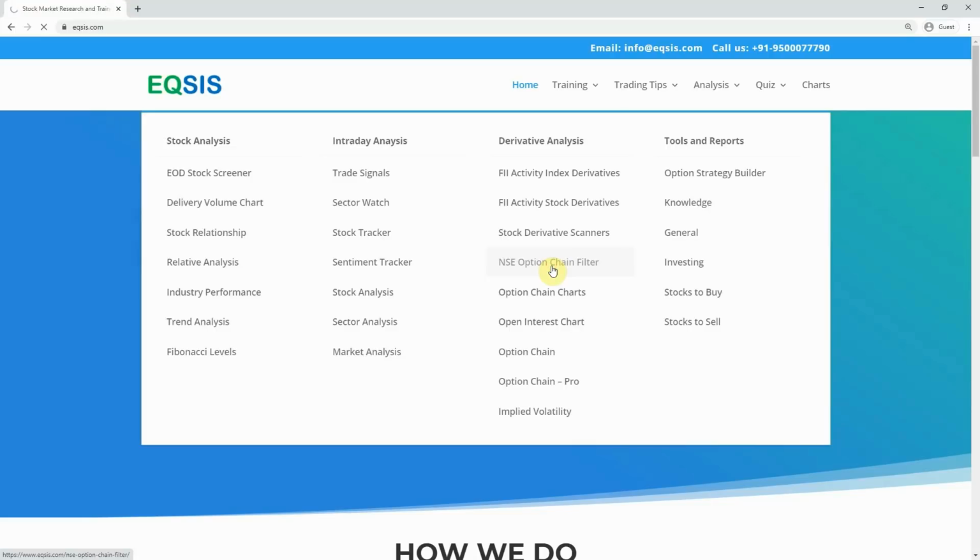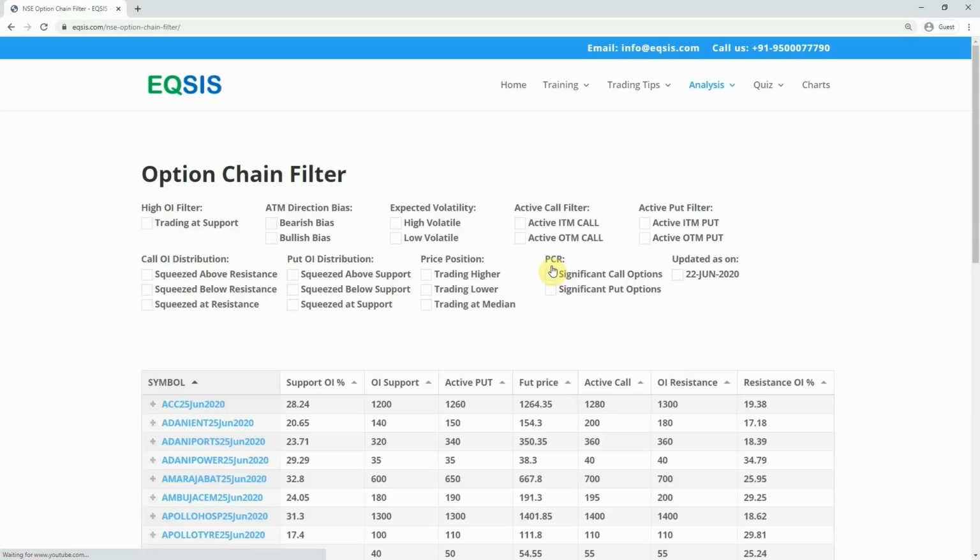When I get into this particular screen, it actually loads the tool which can shortlist hundreds of option chains in a matter of a click. But you need to know when to use the right parameters so that you can form these strategies. And you can see this data is updated as on 22nd June 2020. And you see there are various headers: high open interest filter, at the money directional bias, expected volatility, active call filter, put filter, and so on.